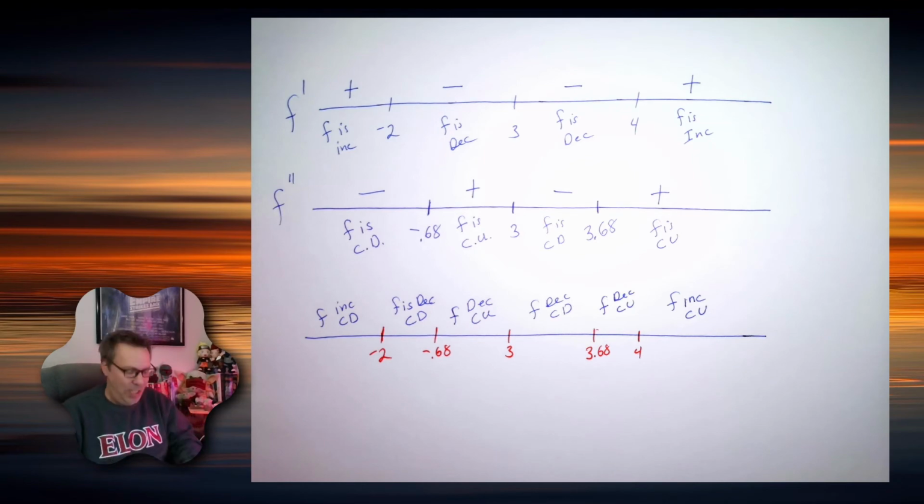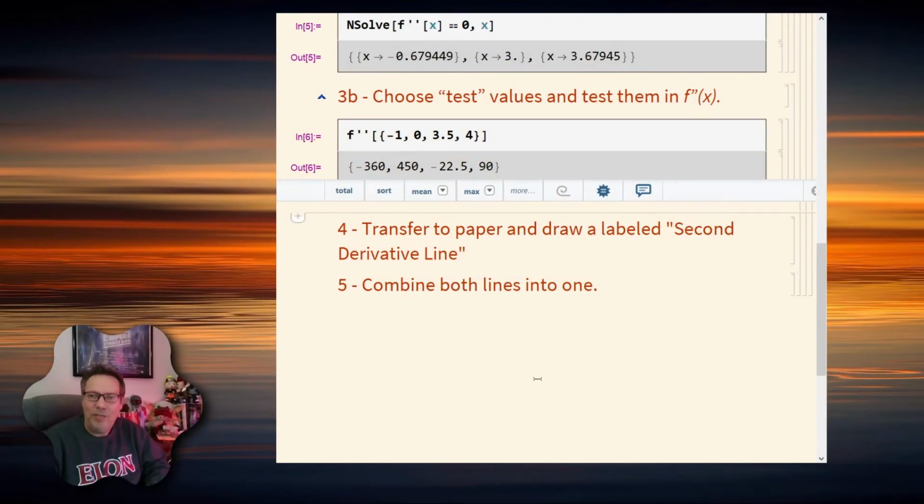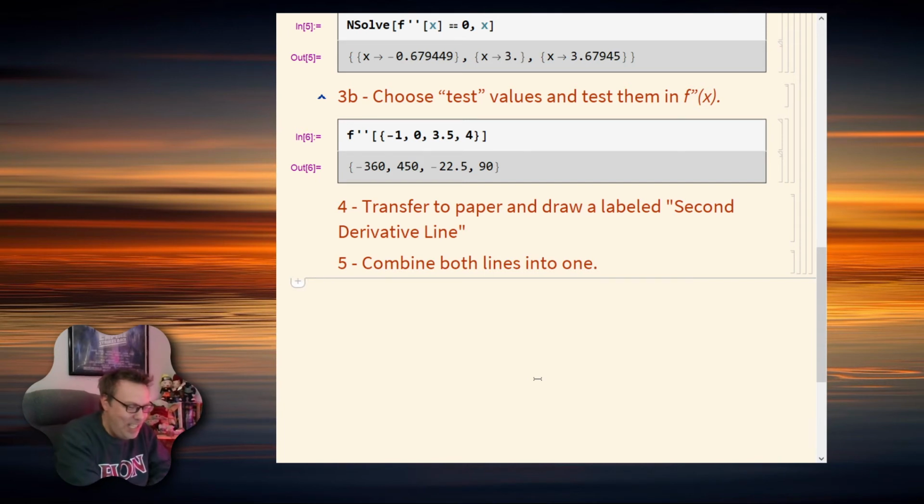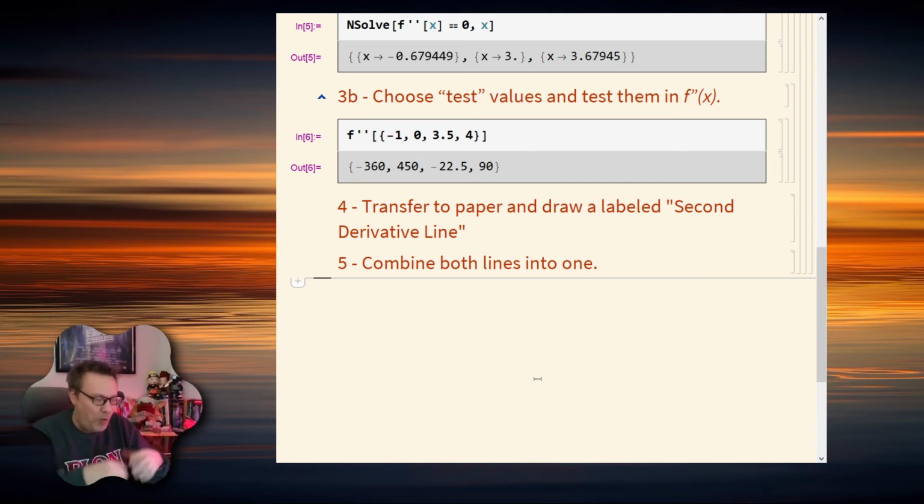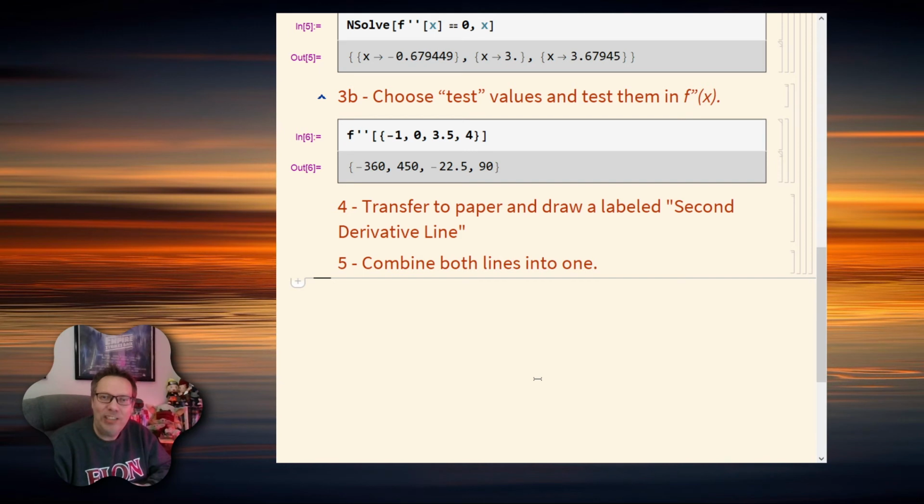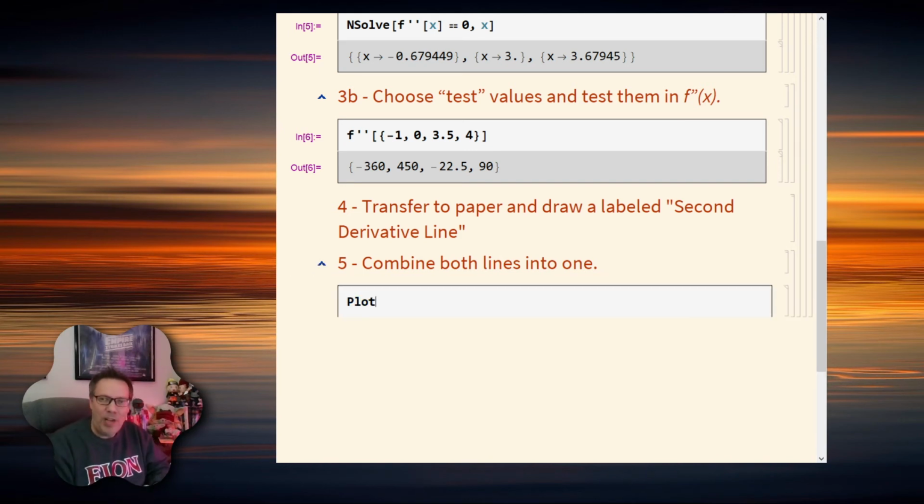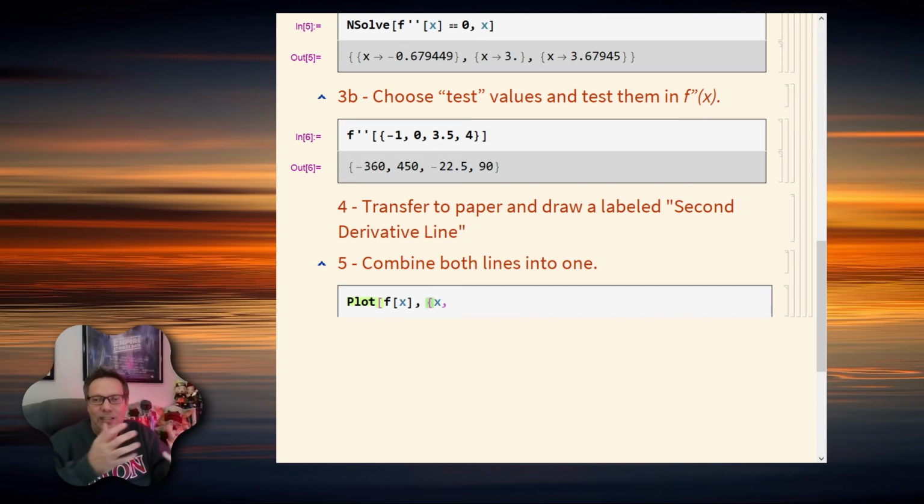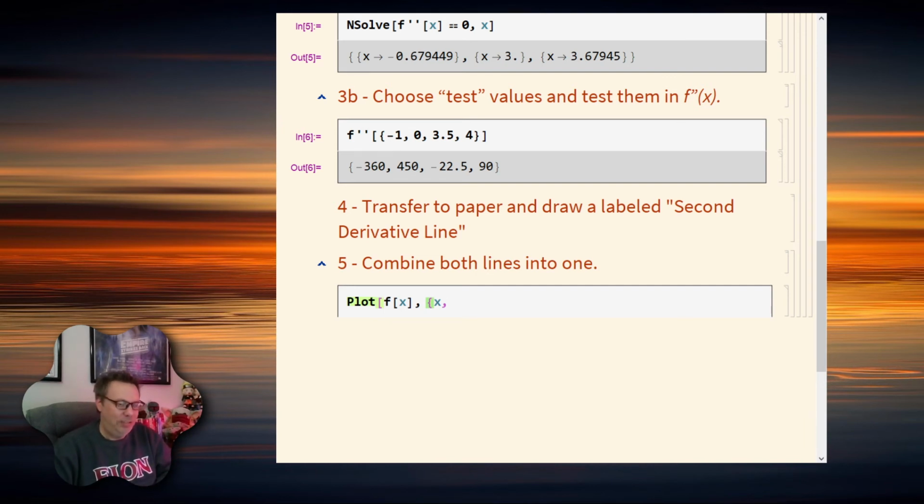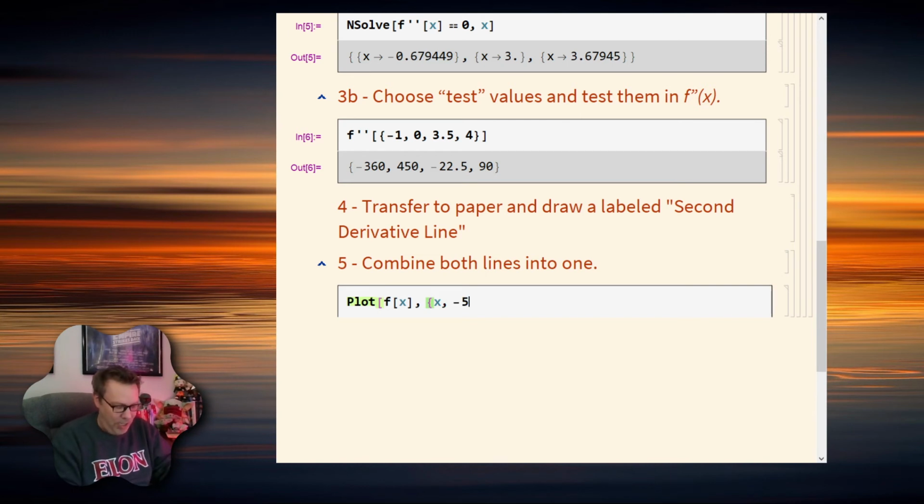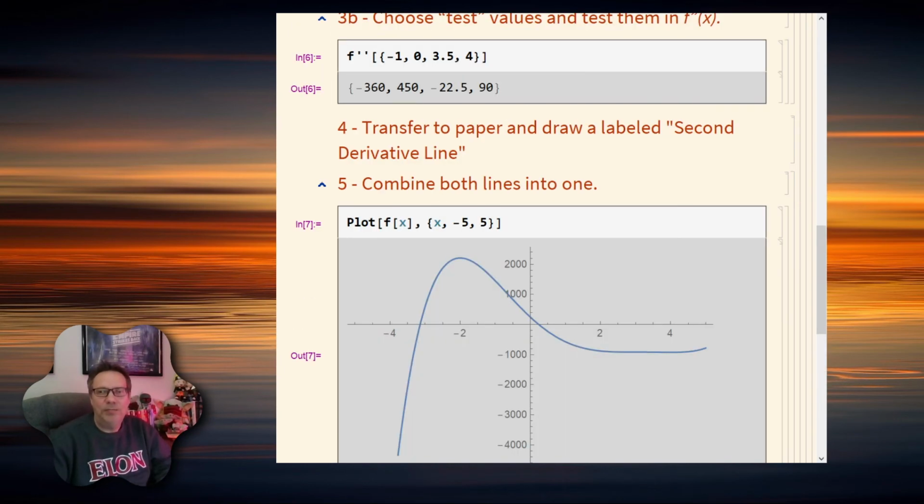Now let me go into Mathematica at the very end, and I want to plot this and see if what I drew or what I wrote down on my combined line actually makes sense. So I'm going to plot this. The function is f, and I know x is going to range from something smaller than negative 2 to something bigger than 4. I'm going to choose -5 to 5. I think that encompasses all of those values in question. So let me plot this.